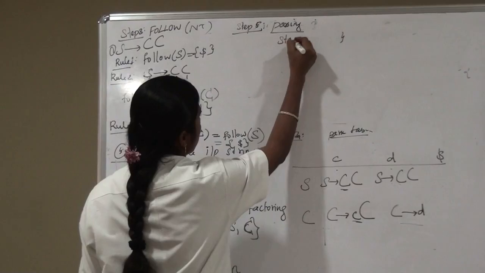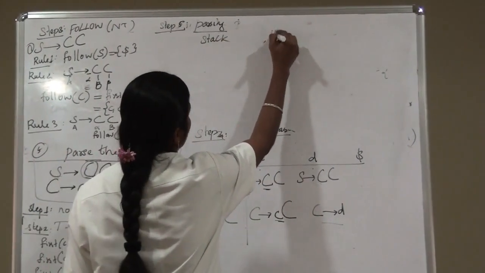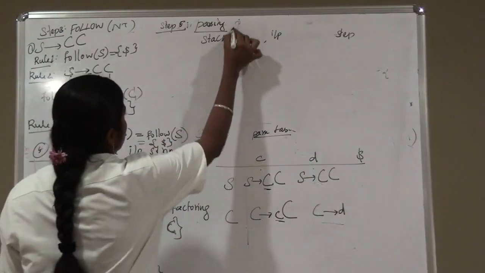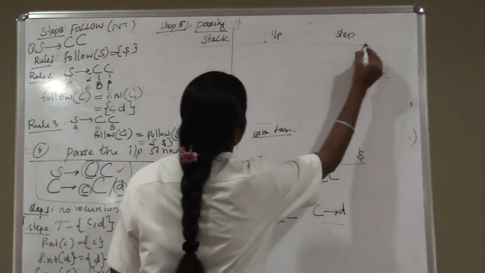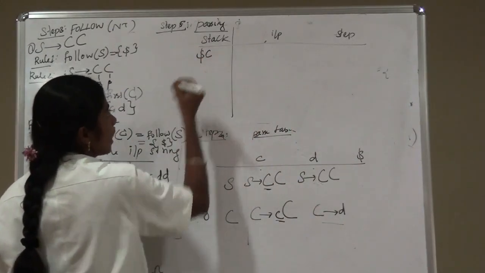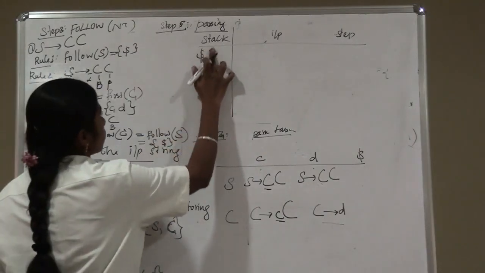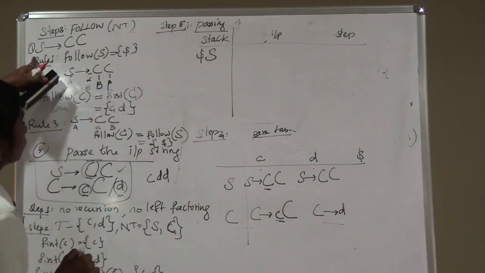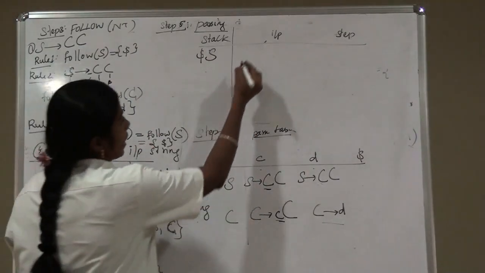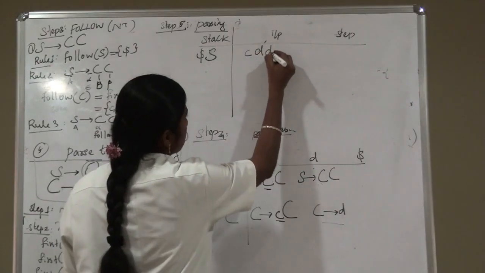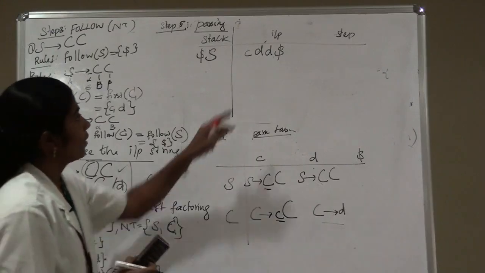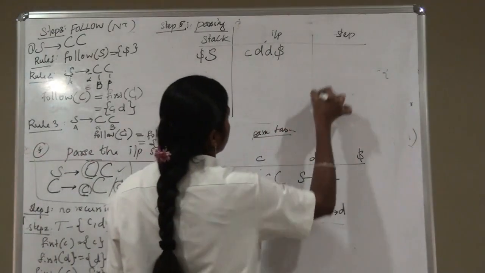So for parsing you have a stack and input, and here you describe the steps, right? Initially, in the stack you will have dollar, and on top of the stack you will have the start symbol, which is capital S for my grammar. And what is my input given? c d d dollar. I have to find whether the string is accepted by this grammar. So initially my input buffer is loaded with the input string that ends with dollar, right? So this is my initial step.